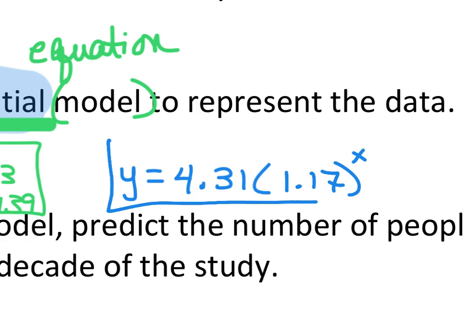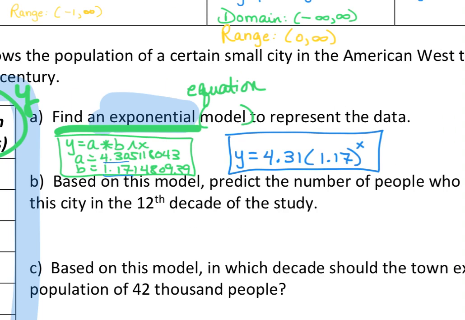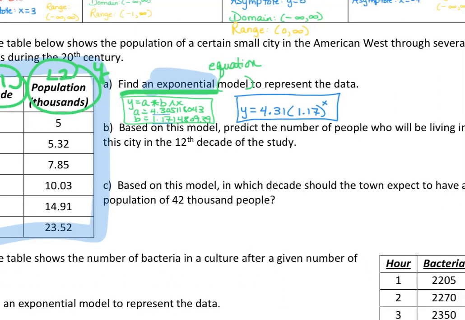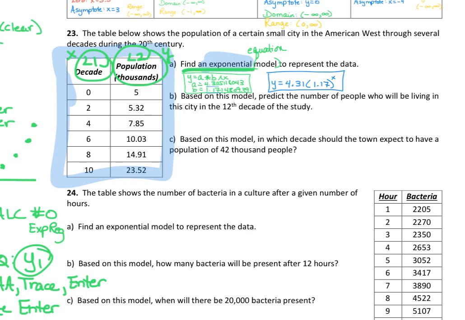And that's the answer to part A that asks for the equation that represents the data, the exponential model that represents the data. Now, you're going to be asked two more questions. One is going to give you an x value and ask you to find the y value, and the other one's going to give you a y value and ask you to find the x value, and it may not be in that order. So you have to decide.